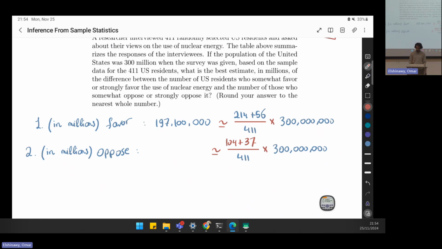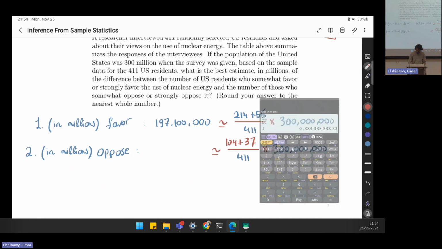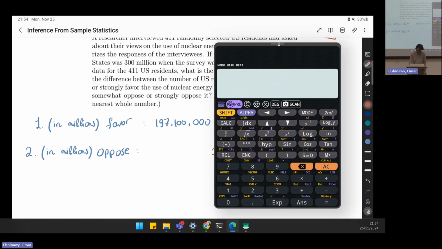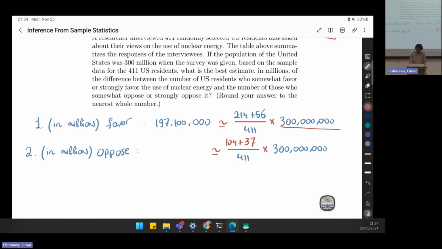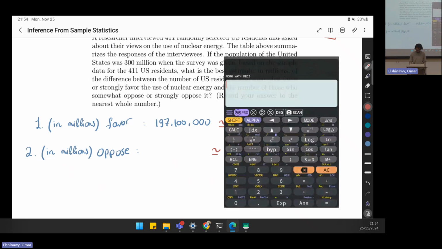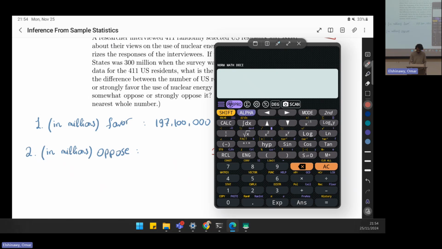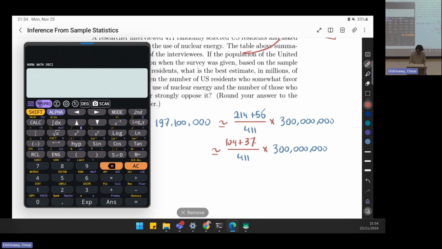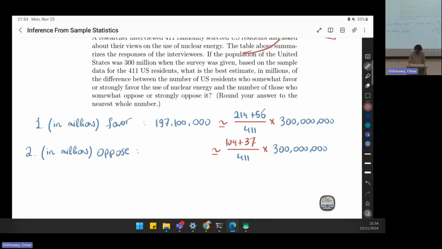You would scale that to the whole population. You should get some number, and this number should be close to 300 million minus 197 million, 100,000. Logically speaking, you don't really need to compute both of them. And actually, I will not compute it. So what I'm going to write here is 300 million, and I'll take away 907 million. I'll get 102 million people, roughly.